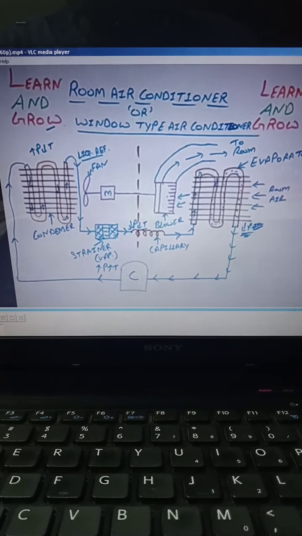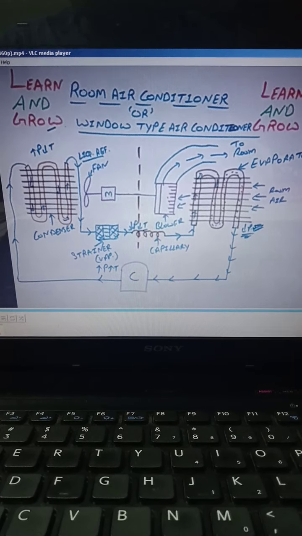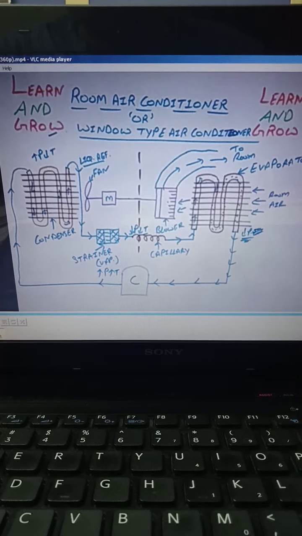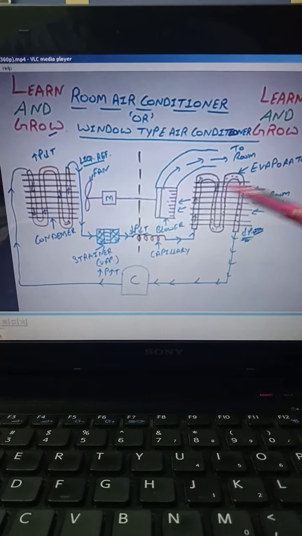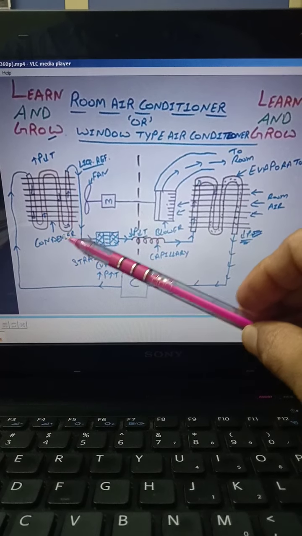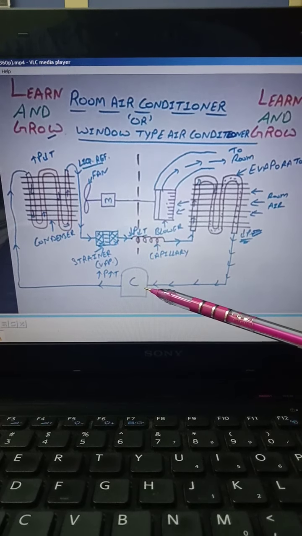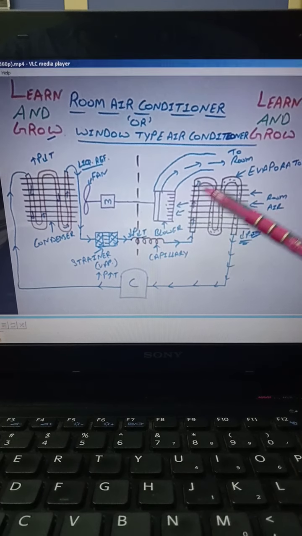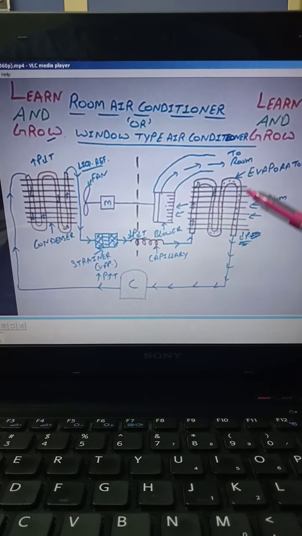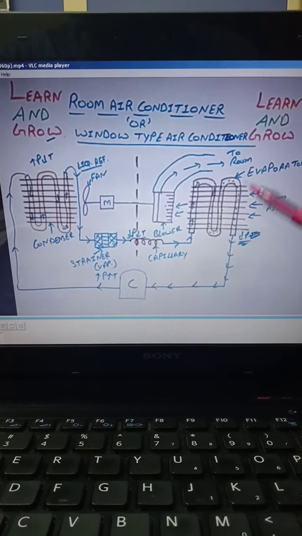Okay, so in this video we'll now look into the working of the room air conditioner. In this, as we know, we have three different areas. One is the condenser, another one is the evaporator, and there is a compressor. Actually, this is the area where the cooling effect happens. So this is connected to your room.